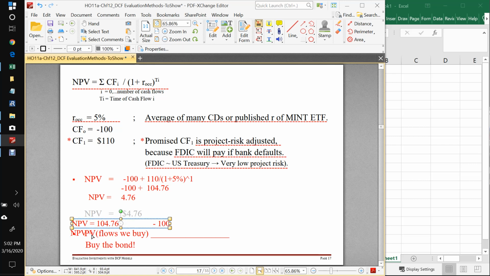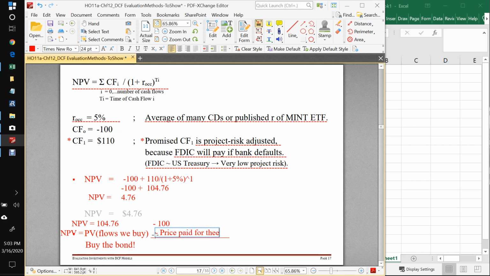is equal to the present value of the flows that we buy. We're buying in present value in normalized terms, in t equals 0 terms, we're buying this 104.76 cash flow, and that is, we've got to say now, minus the price paid for these cash flows. Okay, so what do we have here?